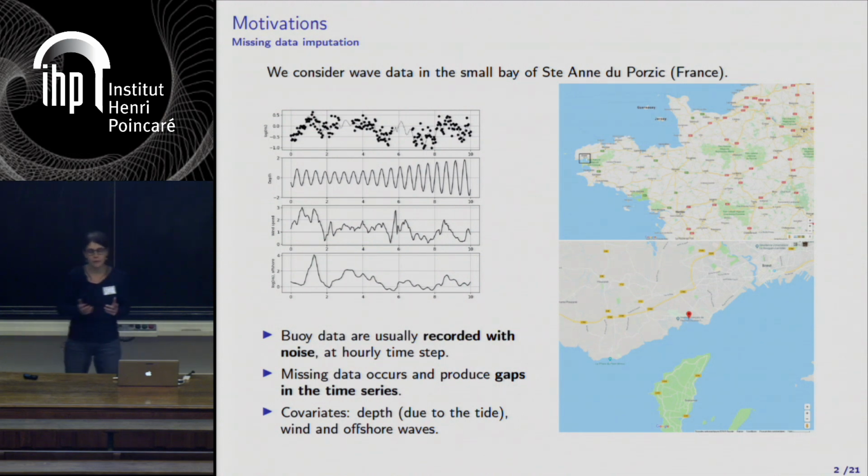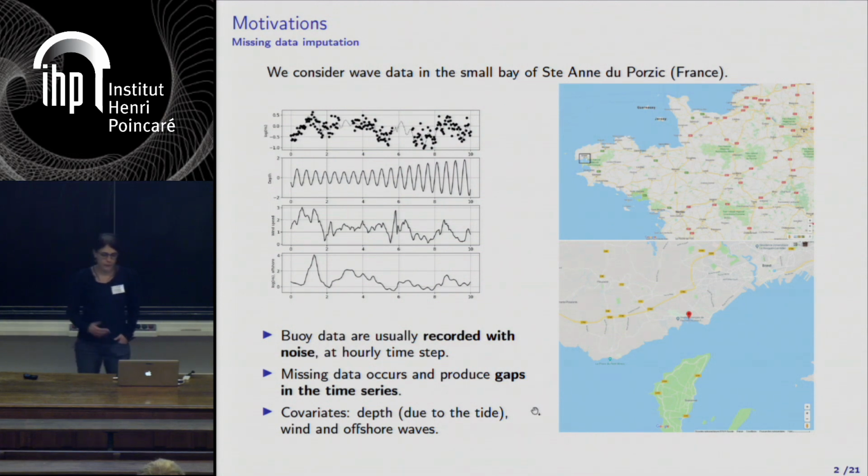And we also suppose that we have some covariates which are plotted here. There are the depths, which are mainly due to the tide, so we have these oscillations. Some wind data, which are important for the waves, are here. And some information about the waves offshore. So the buoy is here, and we also have information about the waves from another point offshore.